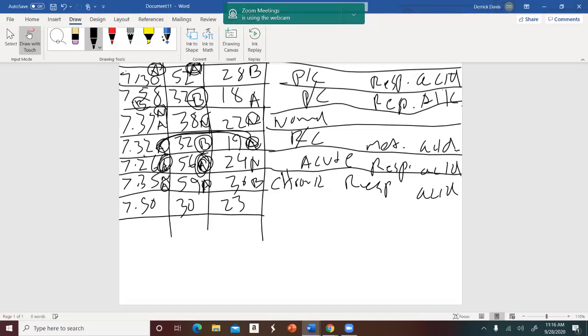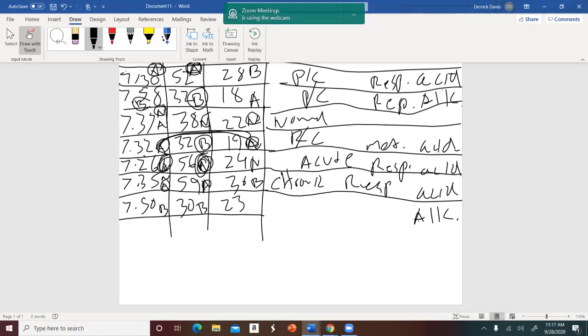All right, 7.50 is basic. So I'm just going to go over here and write alkalosis. All right, CO2 of 30. Normal is 35 to 45, and this is low. If it's low, it's base, right? So I have an alkalosis, or basic.